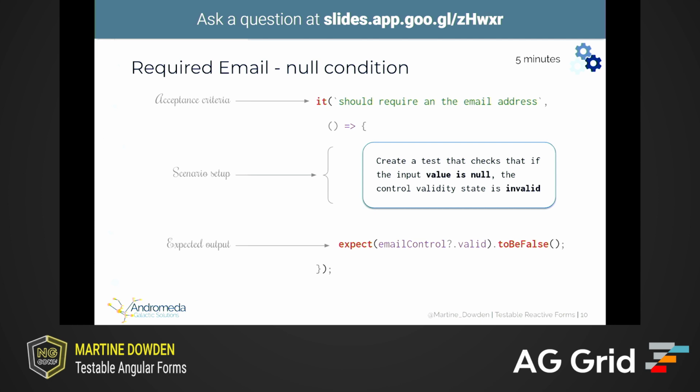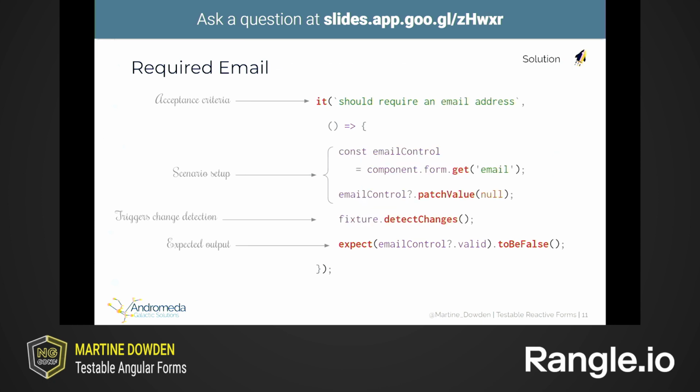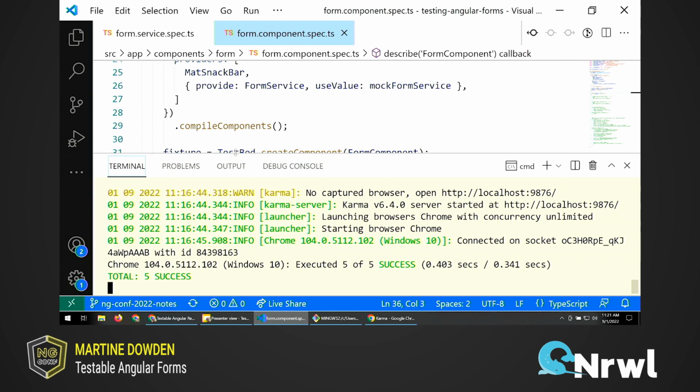All right, how do we think, did we come up with a way to approach this? Yes, no? What do we think? Well, here's a solution. Not saying it's the only solution, but it's a very easy solution. Basically, I go and find the email control. I do component.form.get email, and then I can patch my value. That's the beauty of reactive forms: I can use those things that I use in my component, like patchValue, and apply them to my unit test. So let's look at how to do that in code.